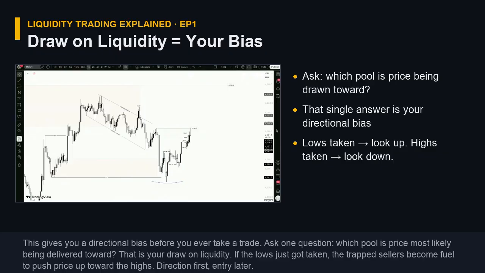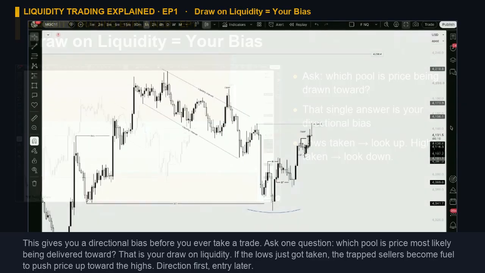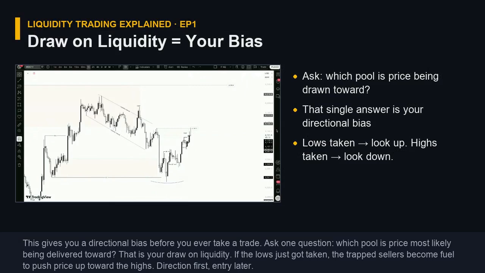This gives you a directional bias before you ever take a trade. Ask one question. Which pool is price most likely being delivered toward? That is your draw on liquidity. If the lows just got taken, the trapped sellers become fuel to push price up toward the highs. Direction first, entry later.